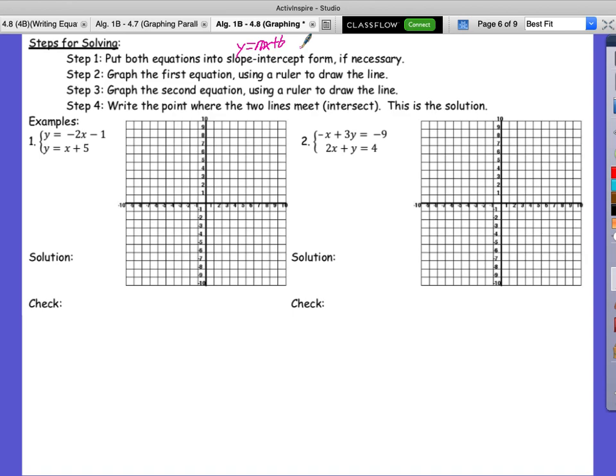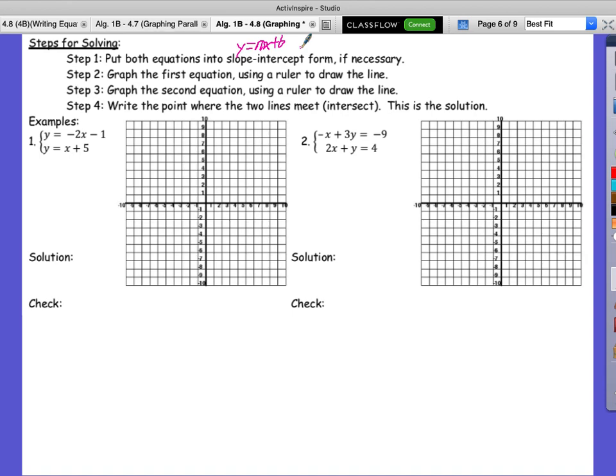So we have 2 equations. We put them both in the slope-intercept form if necessary. Just like when we graphed one line, and we were just given the equation to graph the line, we put it in the slope-intercept form if we needed to. So sometimes you don't need to do this step.